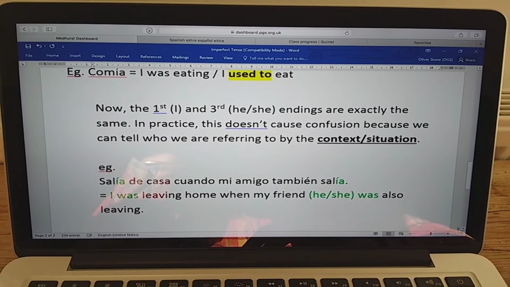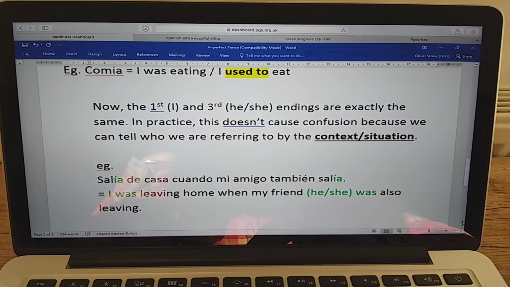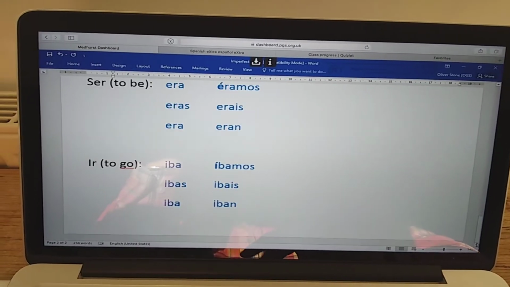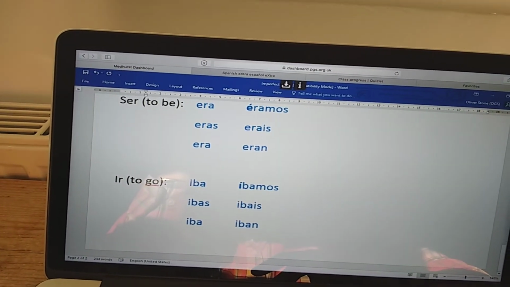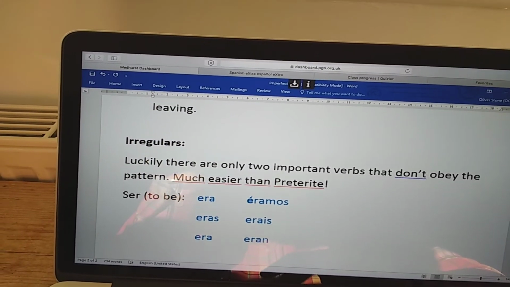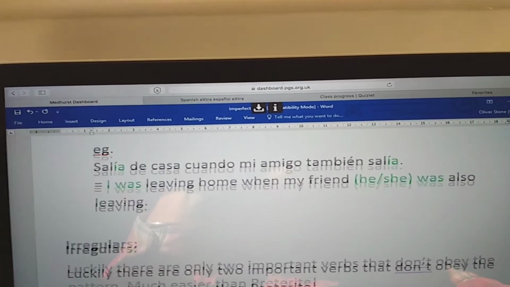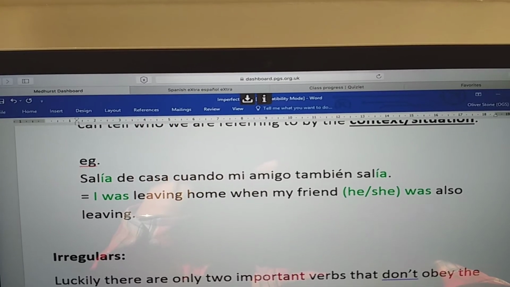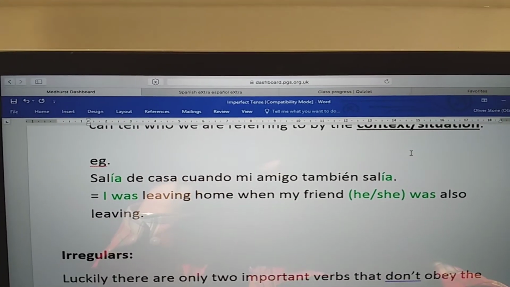Bien, amigos. So hopefully, so far, you're pretty happy with this tense. Now, there are a couple of irregulars, but we won't do that today. Okay, so I want us to stop here. Okay, so that's the last thing you need to write down.